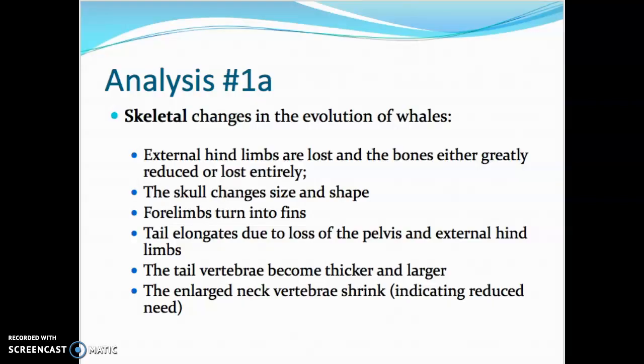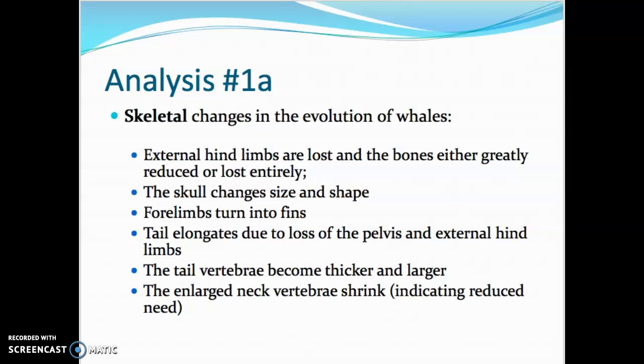And obviously, the first thing that I noticed is that they lose their back legs. So either the hind limbs are completely lost or they are greatly reduced. We also notice that the skull changes in size and shape. The forelimbs, the front legs, turn into fins, so the bones fuse together. The tail elongates as they lose their pelvis, which is their hip bones.